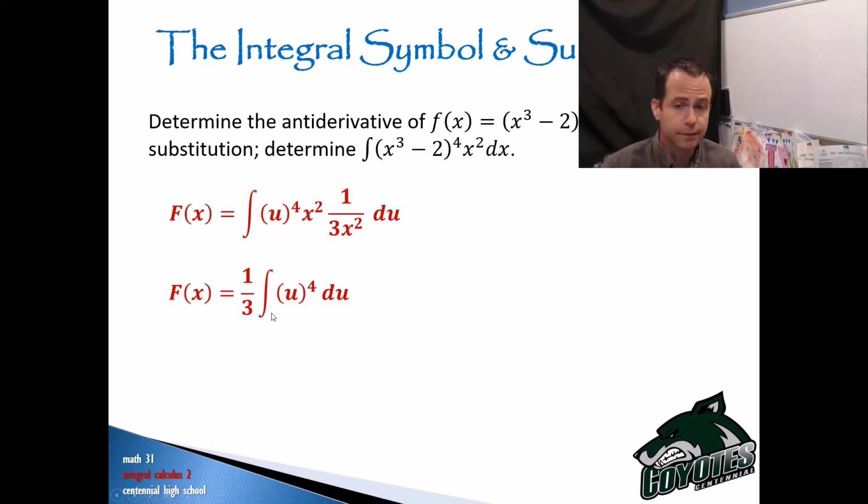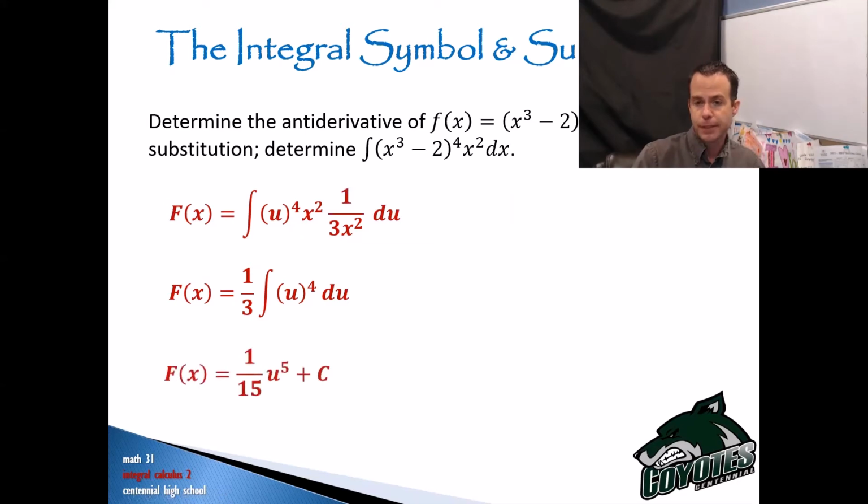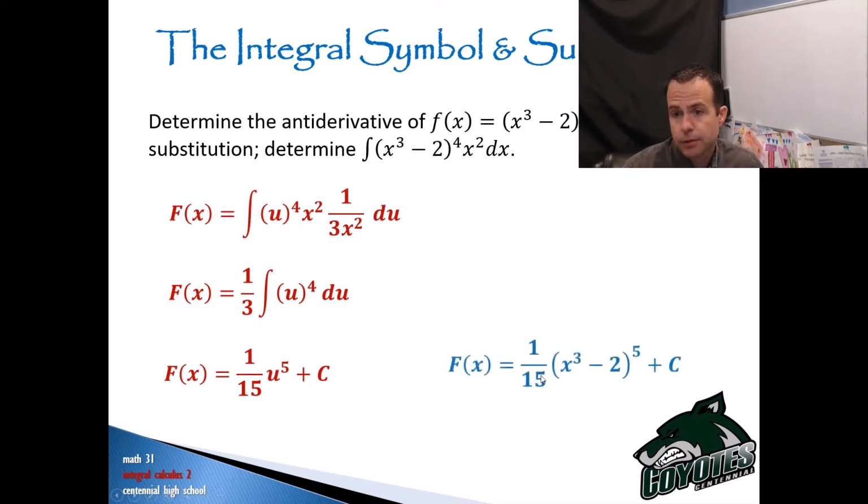The integral of u to the 4 would be, this is going to go up a degree, so that'd be 5. And then I have to take my coefficient and divide by 5. 1/3 divided by 5 gives me 1 over 15. So big F of x is 1 over 15 u to the 5 plus c. Then the final step is I put u back to what it was. Okay, and u originally was x cubed minus 2. So my antiderivative is 1 over 15 (x cubed minus 2) all to the 5 plus c.